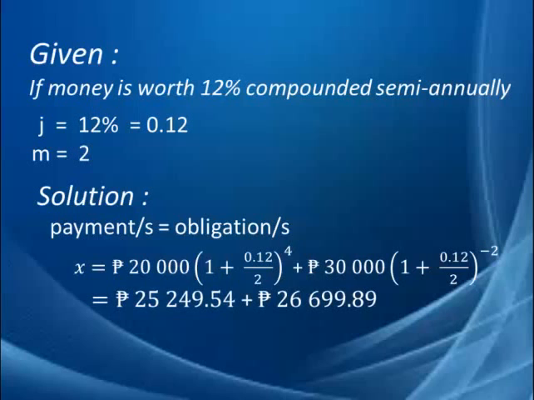X equals 25,249 pesos and 54 centavos plus 26,699 pesos and 89 centavos. So, the single payment at the end of 5th year is 51,949 pesos and 43 centavos.